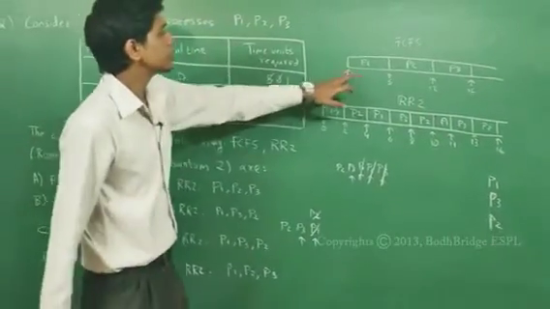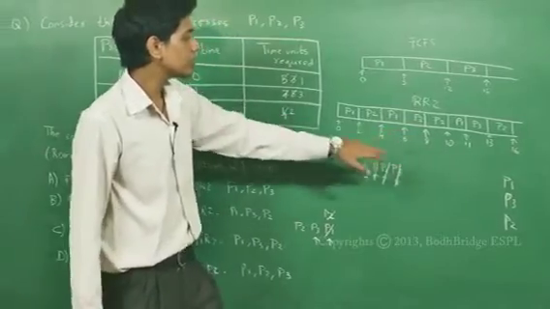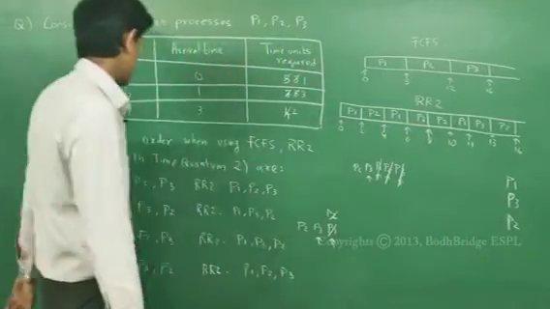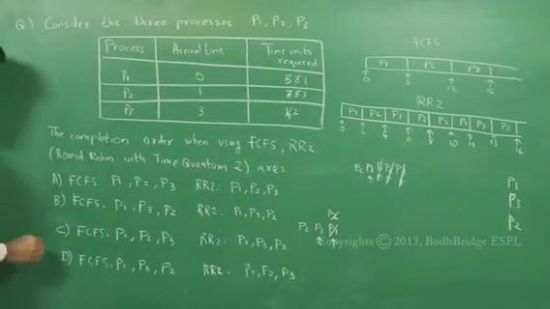So for FCFS it's P1, P2, P3. For RR2 it's P1, P3, P2. So this is right in option C. So option C is the right answer.